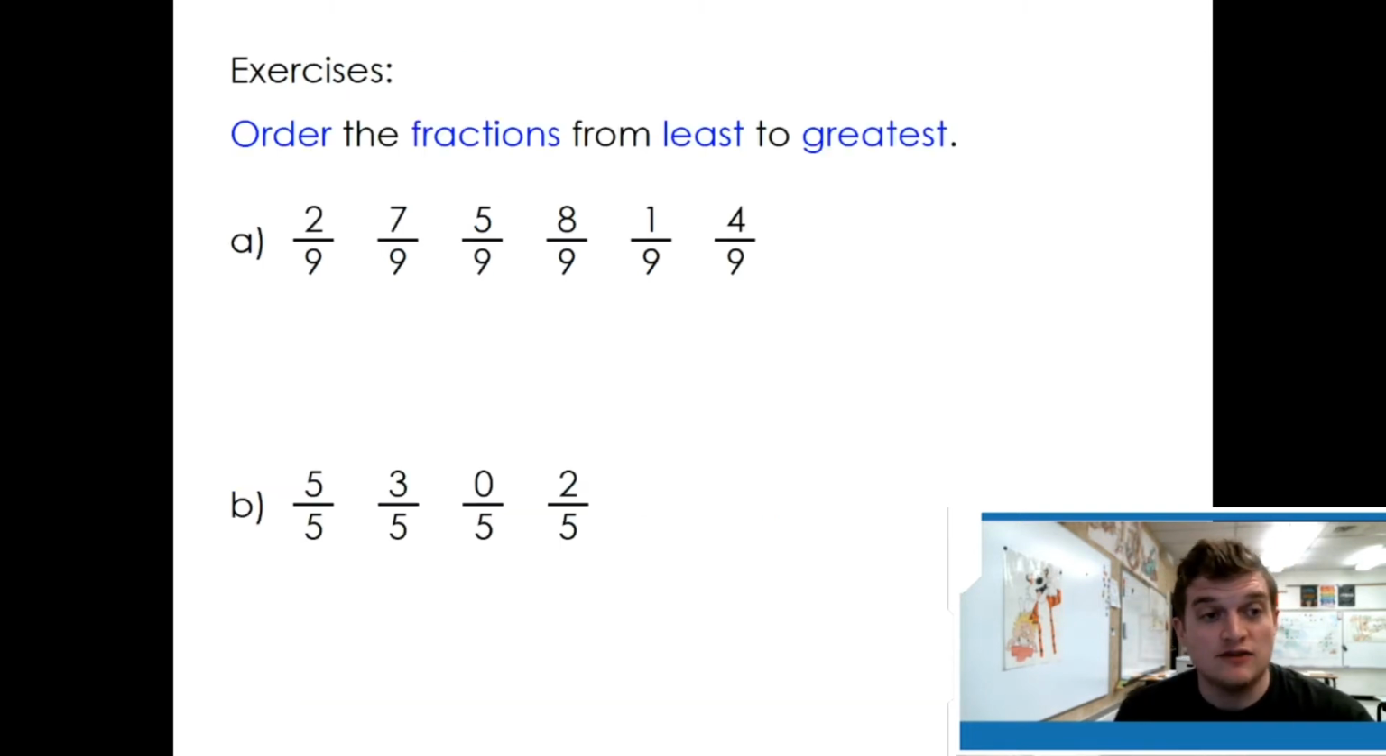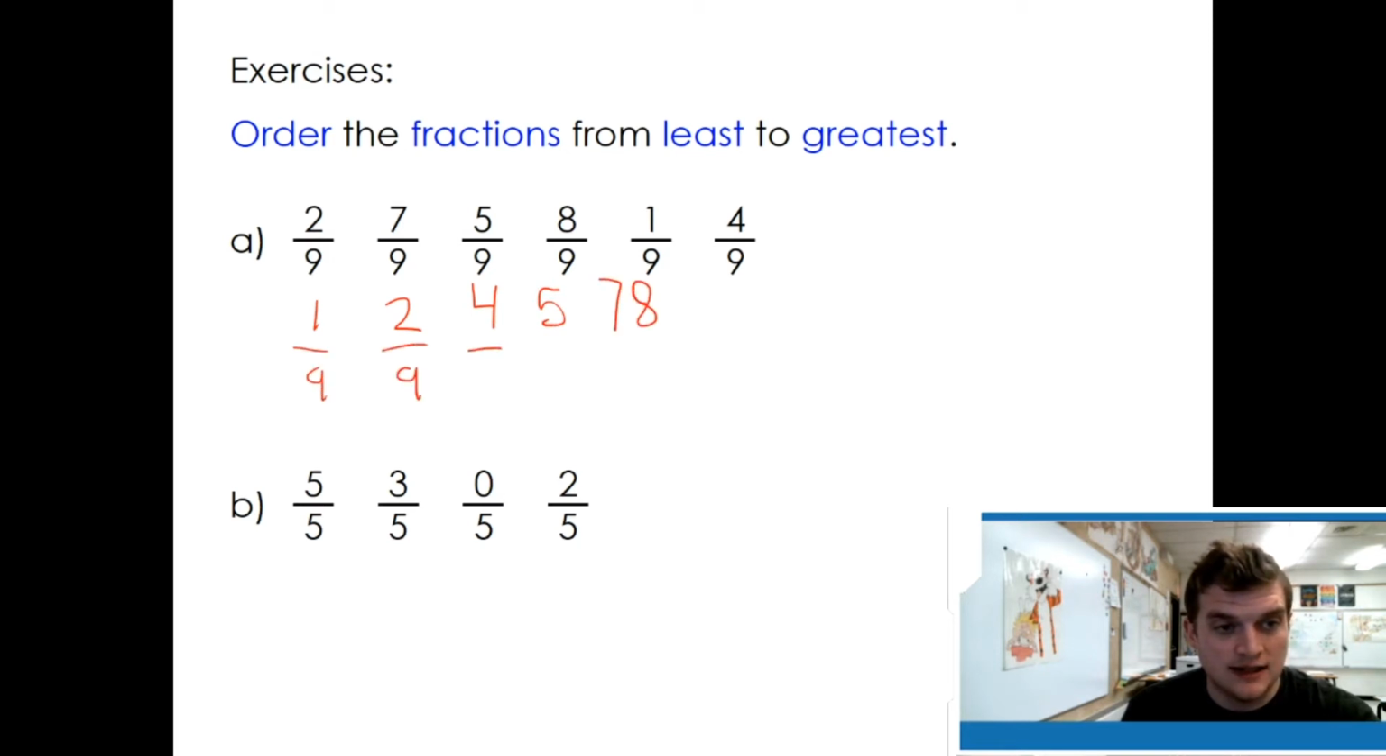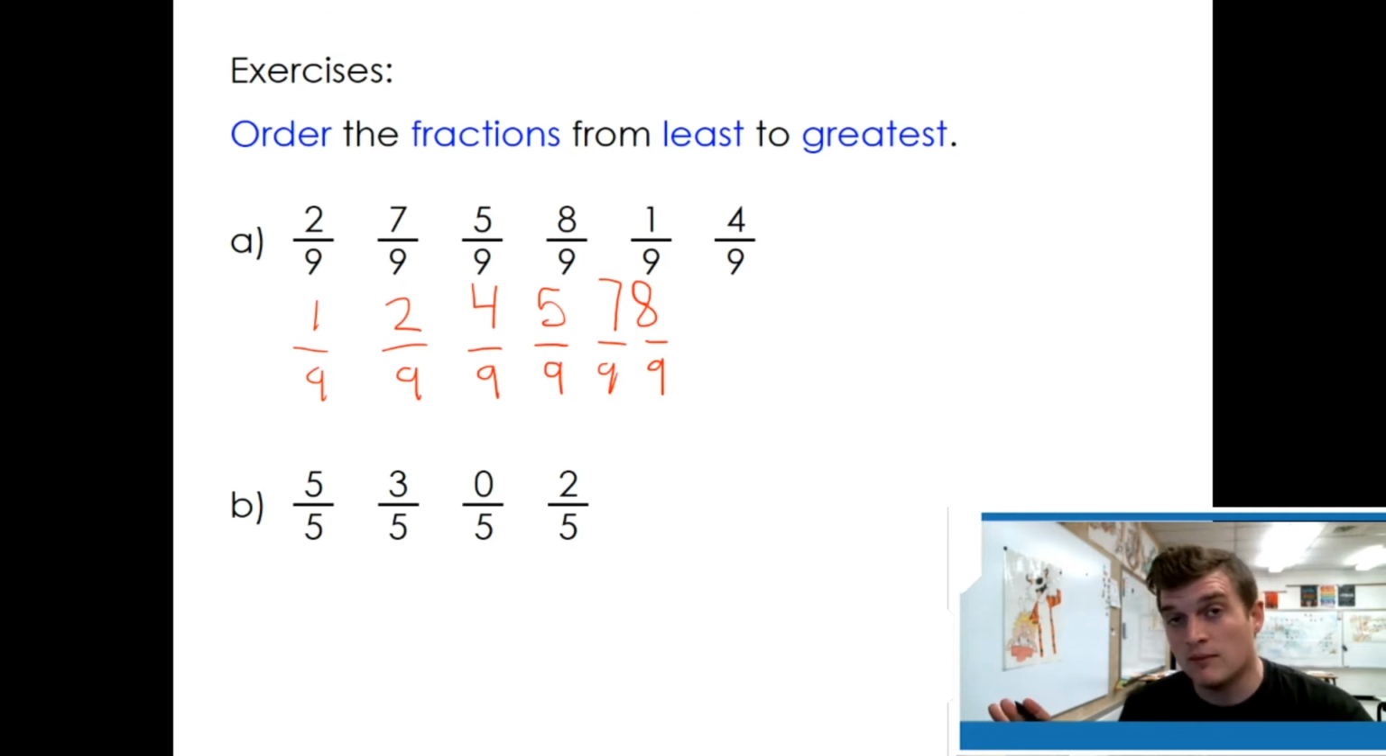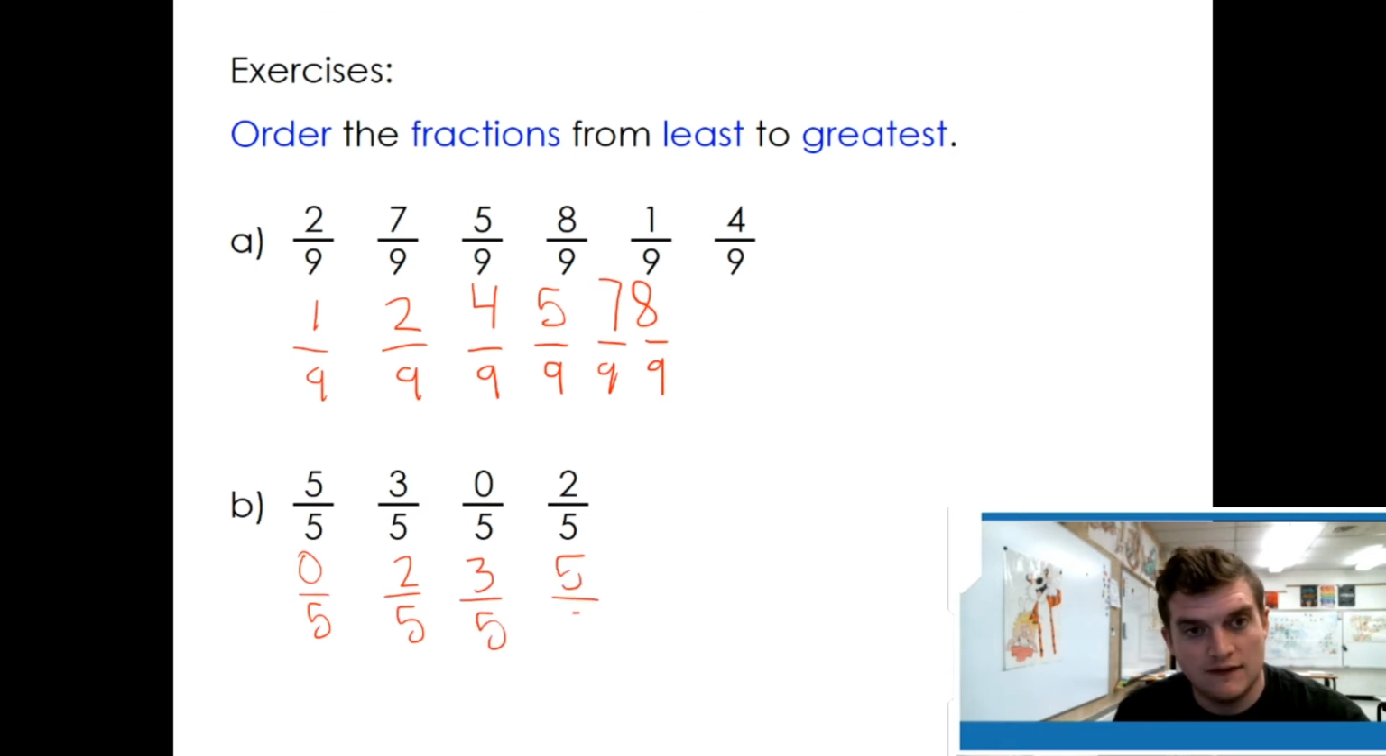Order the fractions from least to greatest. Again, I see a 1, I see a 2, I see a 4, I see a 5, a 7, and an 8. And then I'm going to add those denominators in. Now this might get me in a little trouble later, but because all of the denominators are the same, I can ignore them for a moment. Things are going to get a little more difficult right away. 0/5, 2/5, 3/5, and 5/5.